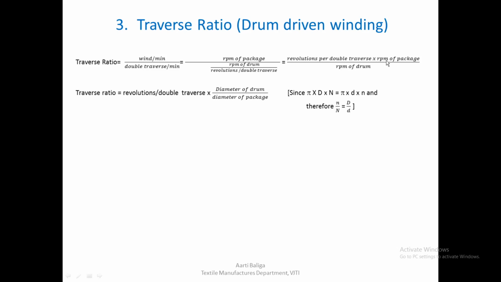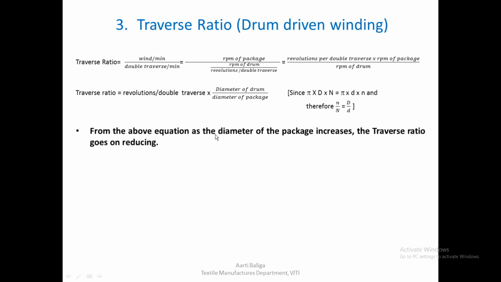So in this case, RPM of the package upon RPM of the drum, which is n upon N here, can be replaced by capital D upon small d, that is diameter of the drum upon diameter of the package. So this would be my final formula for traverse ratio. And so from the above equation, as the diameter of the package, because it's in the denominator, increases, the traverse ratio will go on reducing.